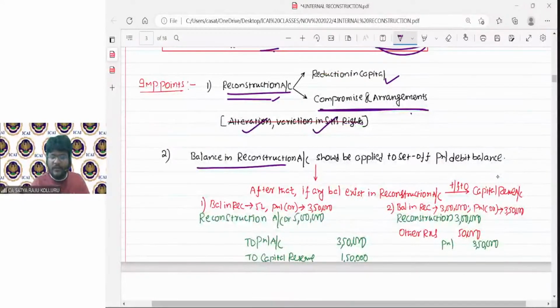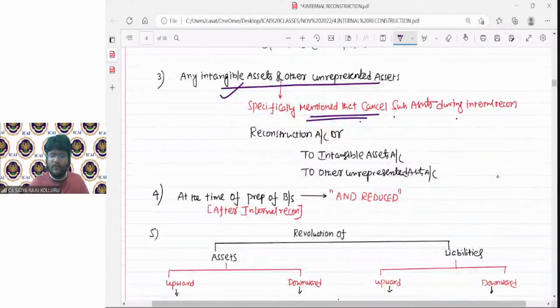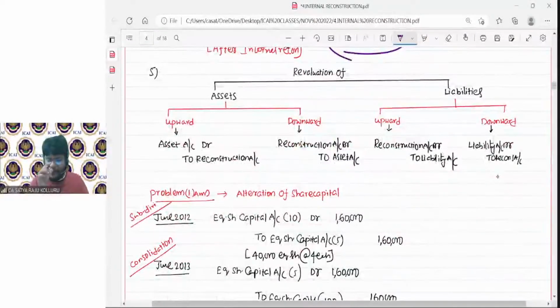Sir, the balance in the reconstruction account should be applied to set off the P&L account debit balance. After that, if any balance exists under the reconstruction account, it should be transferred to the capital reserve account. Am I right? Sir, intangible assets and other unrepresented assets should be cancelled only if it is specifically mentioned to cancel them during the internal reconstruction. Otherwise, you need to continue to show such intangible assets in the balance sheet, and at the time of preparation of the balance sheet you need to use the word unreduced. Then revaluation of assets and reassessment of liabilities, upward and downward revaluations, we've seen the impact also. Is it clear to all of you related to theory before proceeding with the problem?